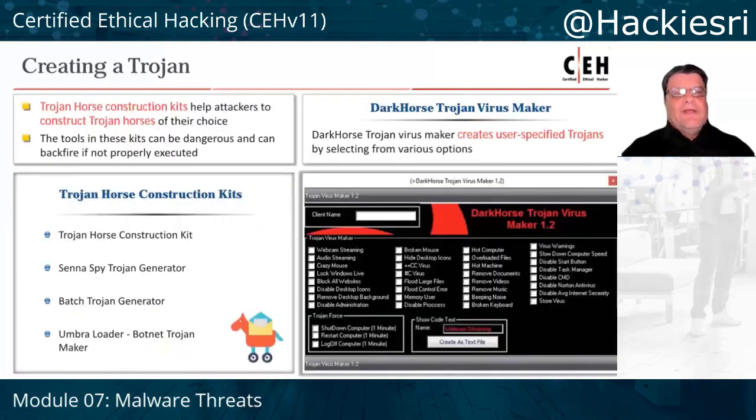So we have the first step, creating a Trojan. What does this involve? Trojan horse construction kits help attackers construct Trojan horses of their choice. The tools in these kits can be dangerous and can backfire if not properly executed. There is the Trojan horse construction kit, typically as we see in lower left quadrant. The Trojan horse construction kit includes CEE spy Trojan generator, batch Trojan generator, and Umbra loader, a botnet Trojan maker. On the right side, we have the Dark Horse Trojan virus maker. Dark Horse Trojan virus maker creates user-specified Trojans by selecting from various options, thereby, of course, automating the task and making it much easier to create said malware.